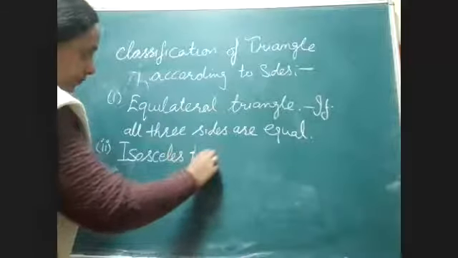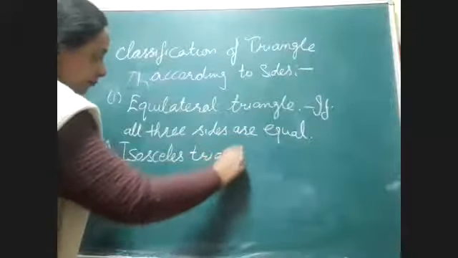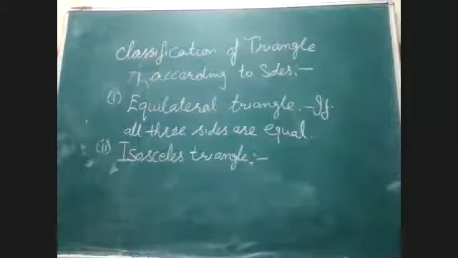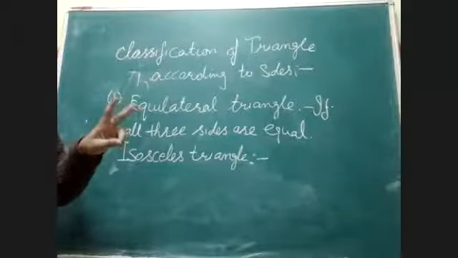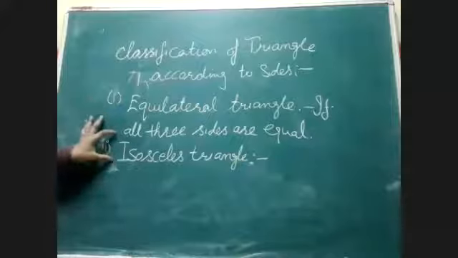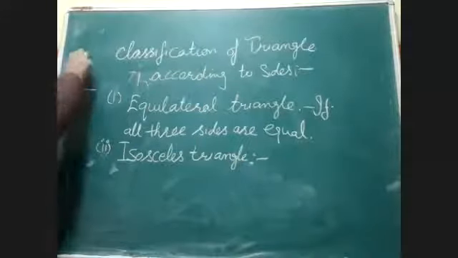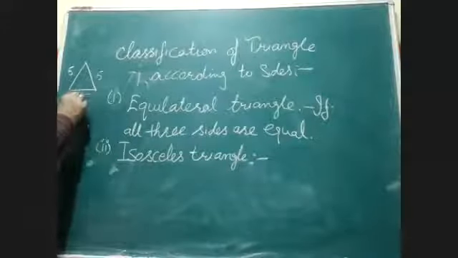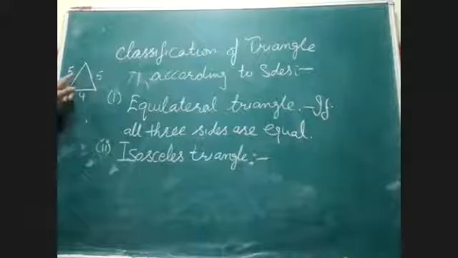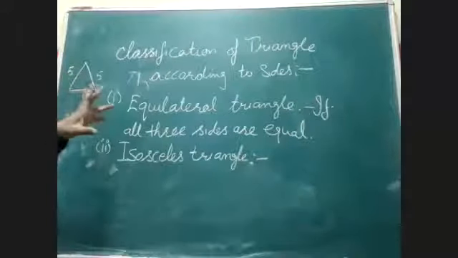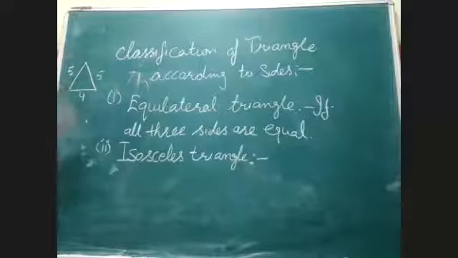Isosceles triangle. Yes, what is an isosceles triangle? If two sides of a triangle are equal, then the triangle is an isosceles triangle. For example, suppose this side is 5 centimeters, this side is 5, and the length of this side is 4 centimeters. Now, in this triangle, two sides are equal. If two sides are equal in length, then the triangle is an isosceles triangle.